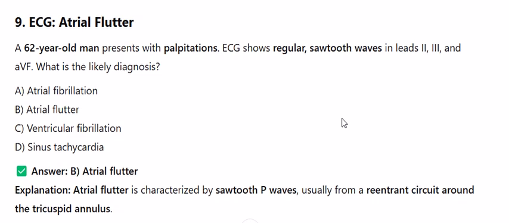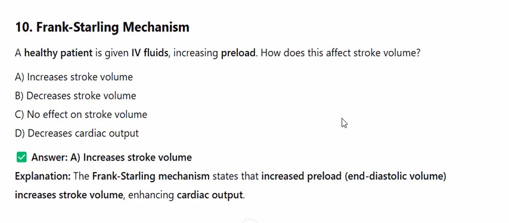10. Frank-Starling mechanism. A healthy patient is given IV fluids, increasing preload. How does this affect stroke volume? A. Increases stroke volume, B. Decreases stroke volume, C. No effect on stroke volume, D. Decreases cardiac output. Answer: A. Increases stroke volume. Explanation: the Frank-Starling mechanism states that increased preload and diastolic volume increases stroke volume, enhancing cardiac output. Final thought.